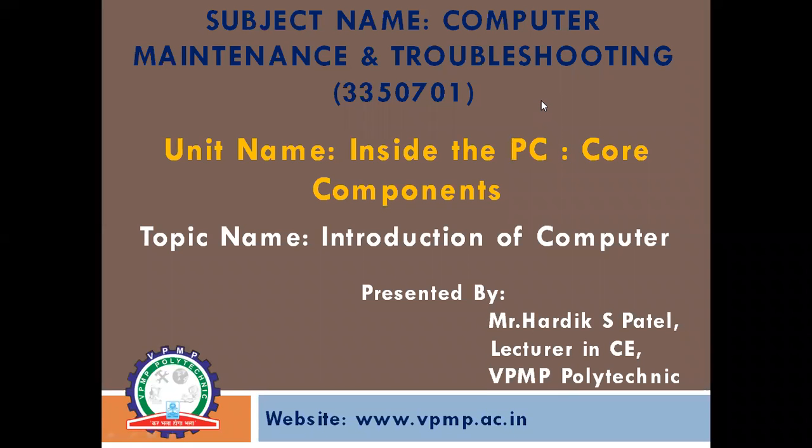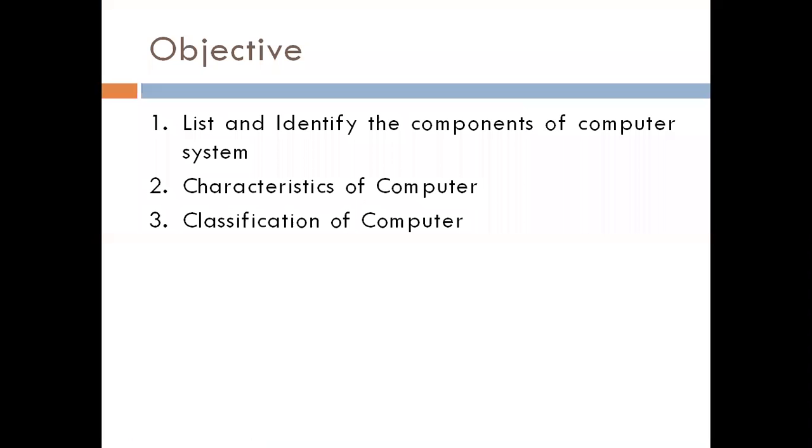Hello, good morning friends. Today we learn the subject of computer maintenance and troubleshooting, and the subject code is 3350701. Now the unit name is Inside the PC Core Component. The first topic is introduction of computer.